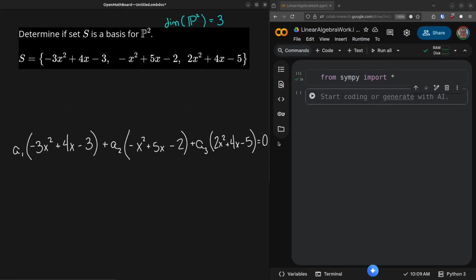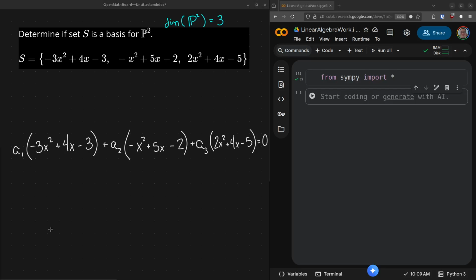We know we have one, the trivial solution, right? If I set a1, a2, and a3 all equal to 0, then I get the trivial solution. I want to know if that's the only choice for the coefficients of this linear combination equation that will make it true. So how do we go about doing that? How do we find all the possible values for coefficients a1, a2, and a3?